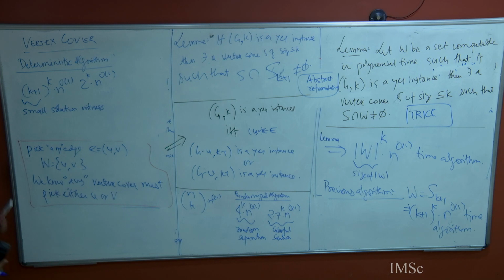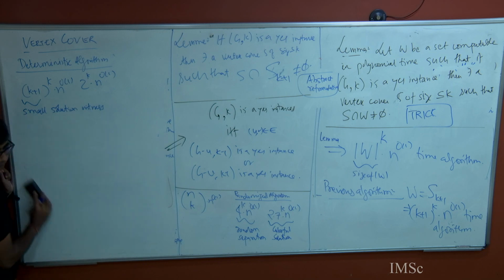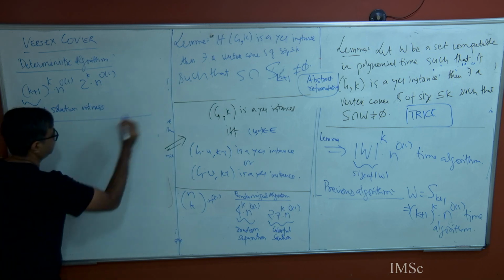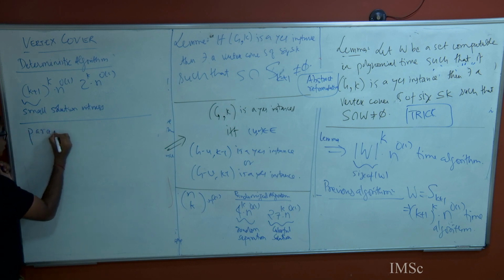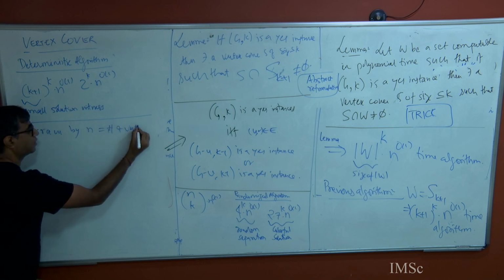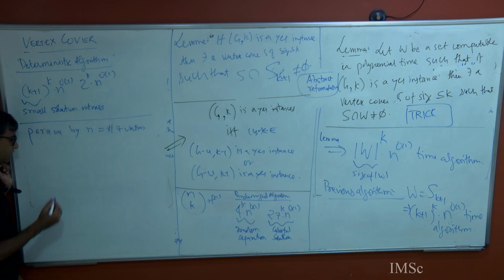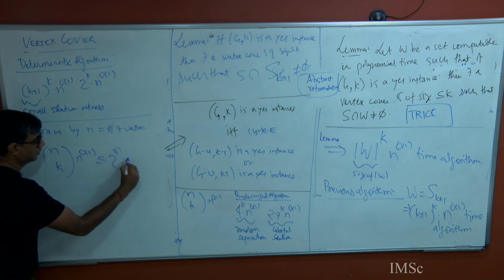Now I want to go back to the first algorithm that I made. In the first lecture we made one amazing algorithm when parameterized by n, the number of vertices. What was that algorithm, do you remember? We said, try n choose k, and this is at most this.